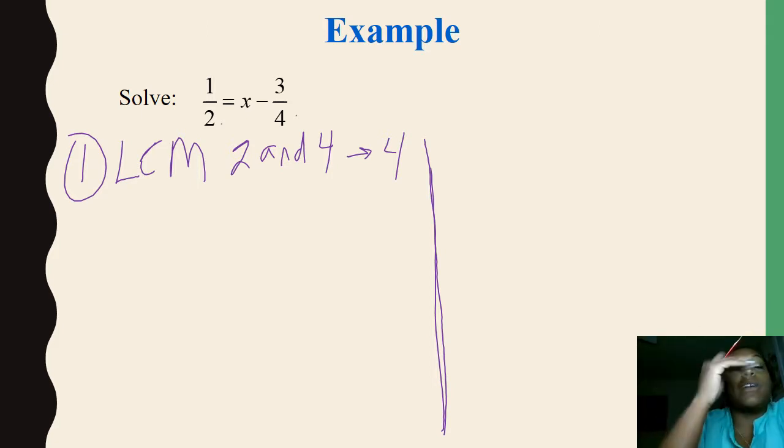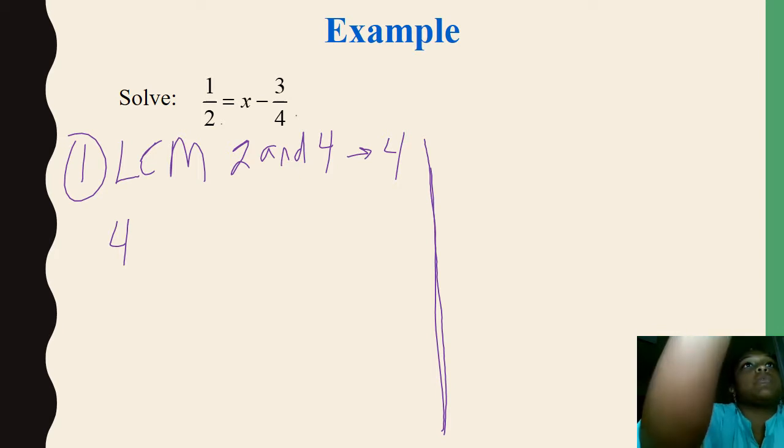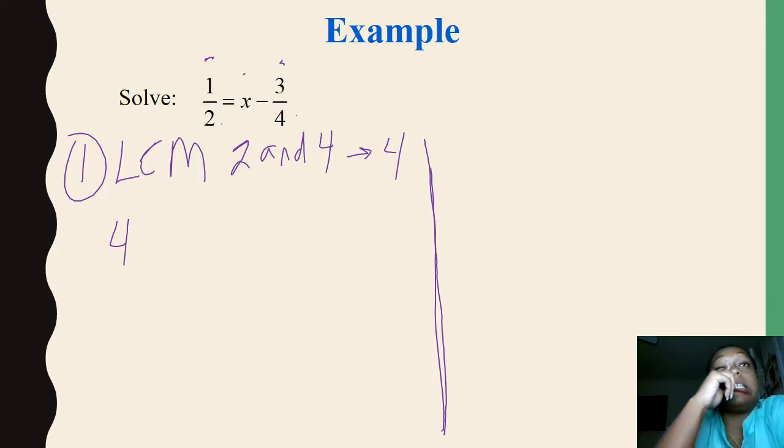when I look at this problem, I'm like, okay, if I'm not good with fractions, how can I make this go away? Well, I can take 4 and multiply it by each term. Remember, 1/2 is a term, x is a term, negative 3/4 is a term. Okay, and I multiply each term by 4.